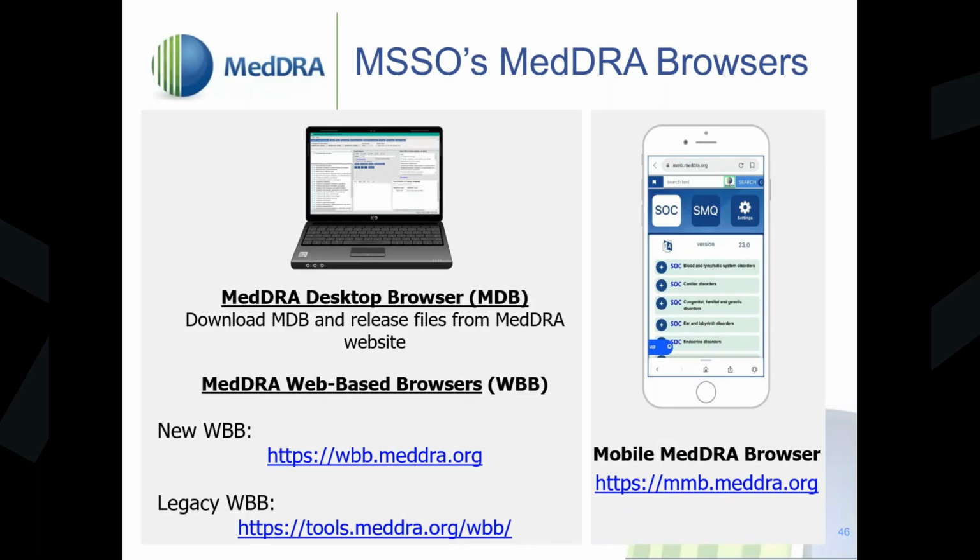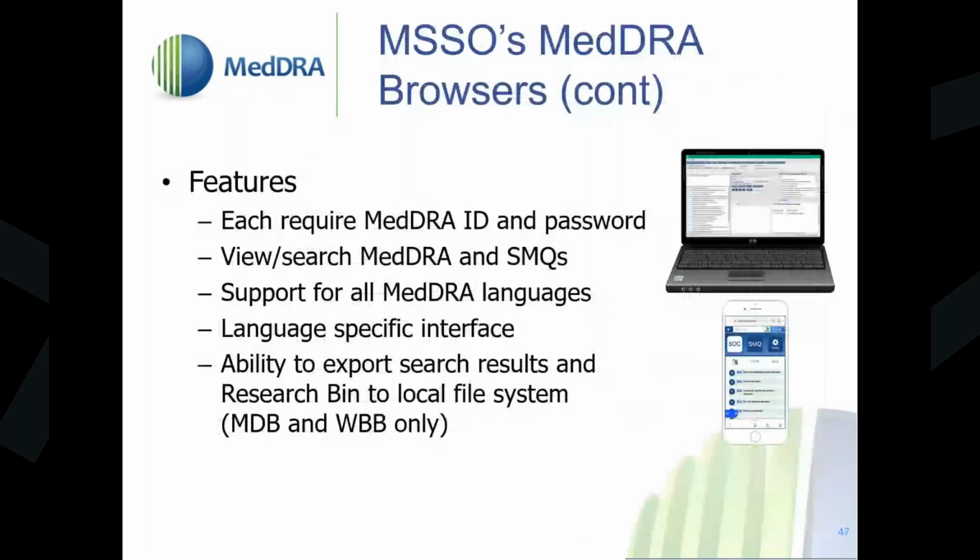So that's basically it. The desktop is a little bit different than the web-based because the desktop has all the functionalities, but it doesn't have MedDRA files. So you download it to your desktop, and then you download whatever MedDRA files you want to work with, whatever MedDRA versions in whatever language. The WBB, the web-based browser, is the one that is available online, and it's updated with every single release of MedDRA, so you don't have to download anything into it. And for our purposes, we're going to be focusing on the functionality of the web-based.